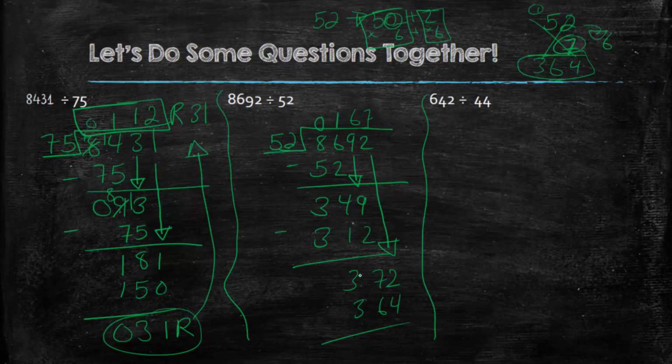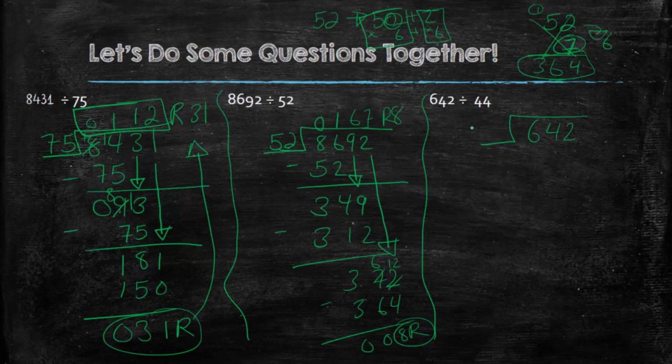We do a little subtraction here. 2 minus 4, we can't do that, so we have to borrow from our neighbors. This becomes a 6, this becomes a 12. 12 minus 4 is 8. 6 minus 6 is 0. And 3 minus 3 is 0. So the 8 is the remainder. The answer, the quotient, is 167 with a remainder of 8. Cool? Okay, let's do the last one.